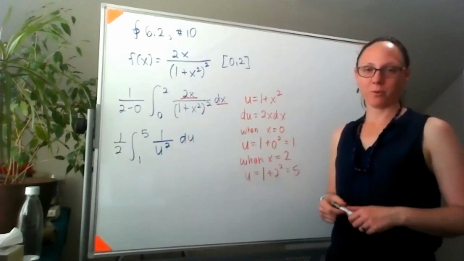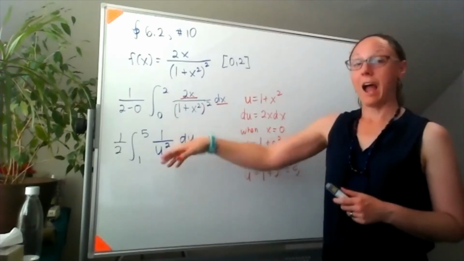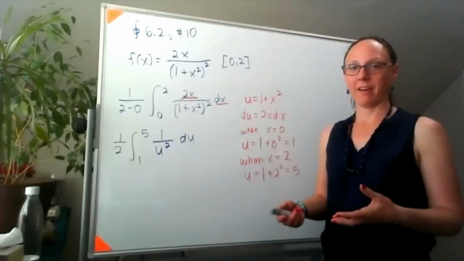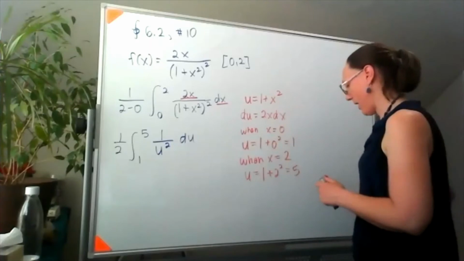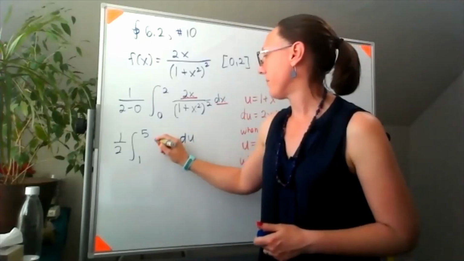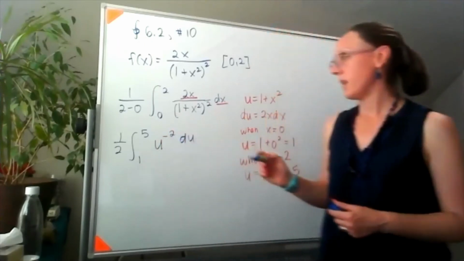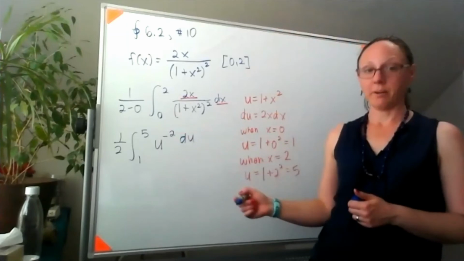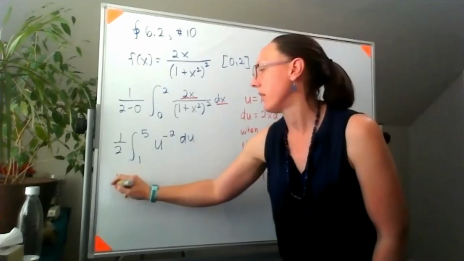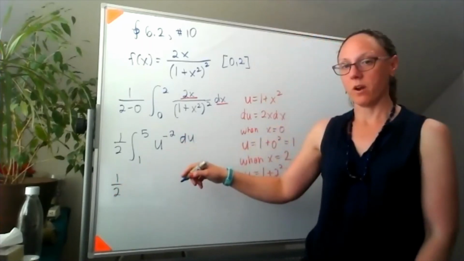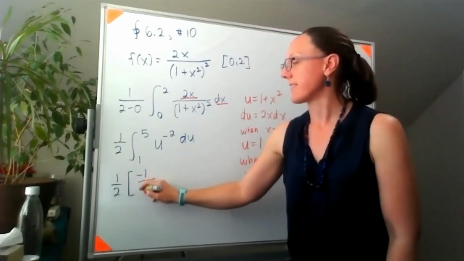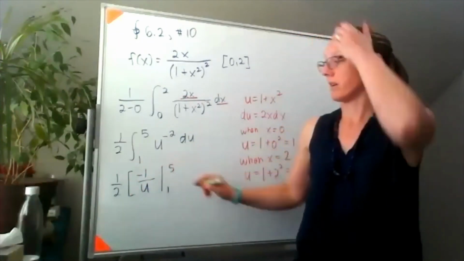This is just algebra, which means I'm going to look at that and think about that as u to the -2, because I can make that look like a number times x to a power. Add 1 to the exponent, divide by the new exponent. If I add 1 to the exponent, I'll have u to the -1. And then dividing by the -1 will make it negative. So I'm going to write that as -1 over u, and we're going from 1 to 5.